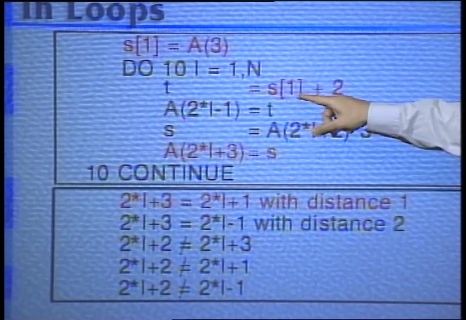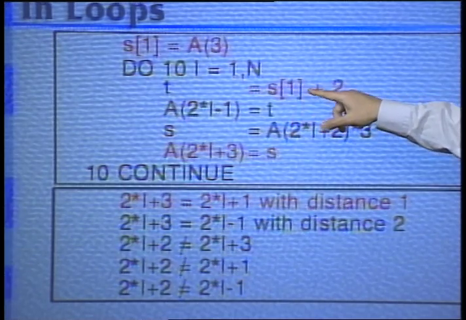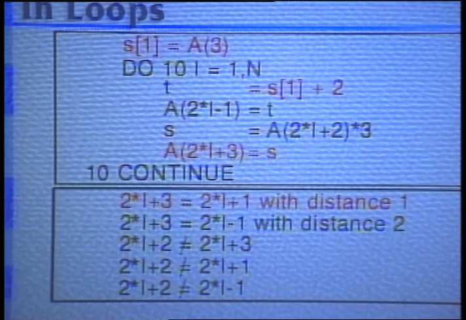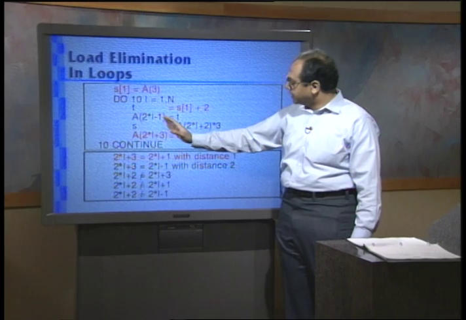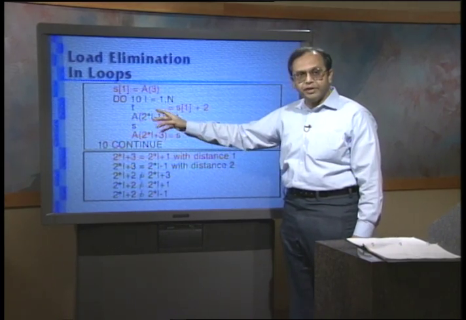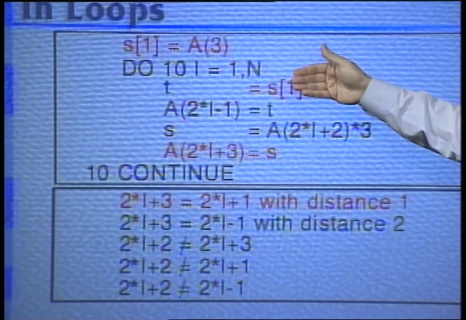And recalling our EVR notation, we represent that by S square bracket 1, meaning the definition of S from the previous iteration. You should avoid getting confused between parentheses that correspond to array subscripts and the square bracket notation that corresponds to the EVR notation.